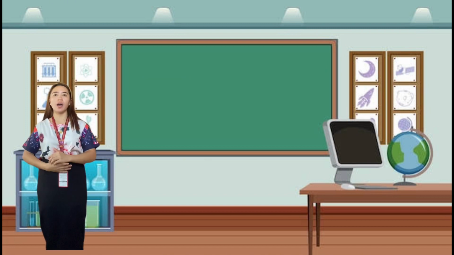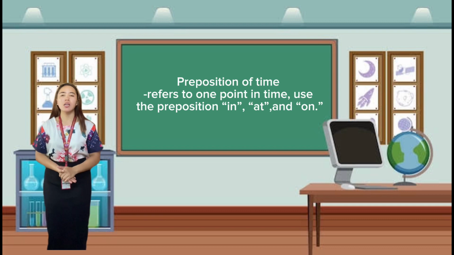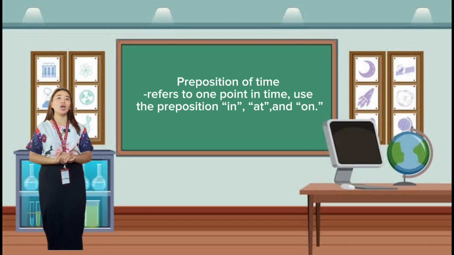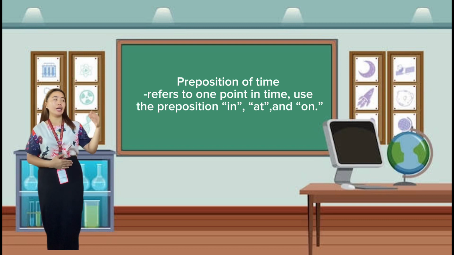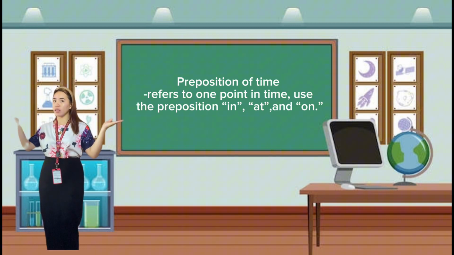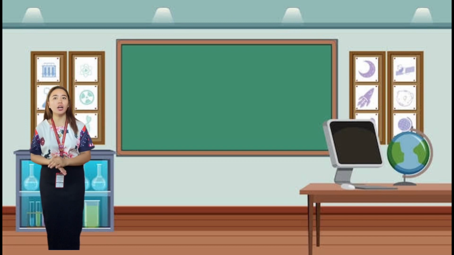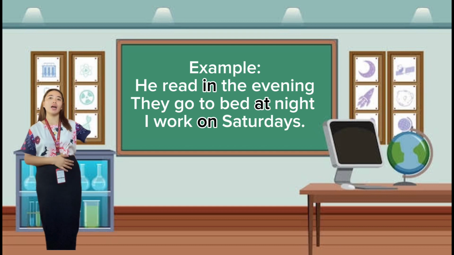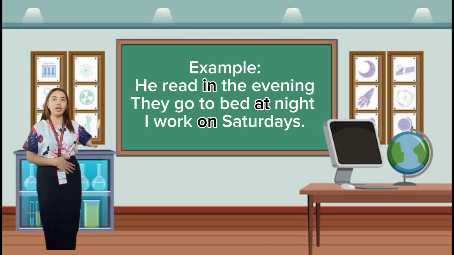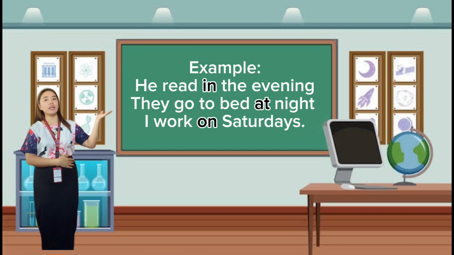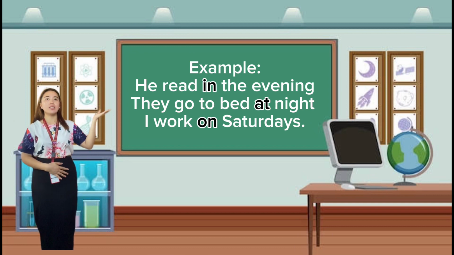Very good. We have preposition of time. Preposition of time refers to one point in time. We use the prepositions in, at, and on. Here are some examples. First, he read in the evening. Next, they go to bed at night. Third, I work on Saturday.